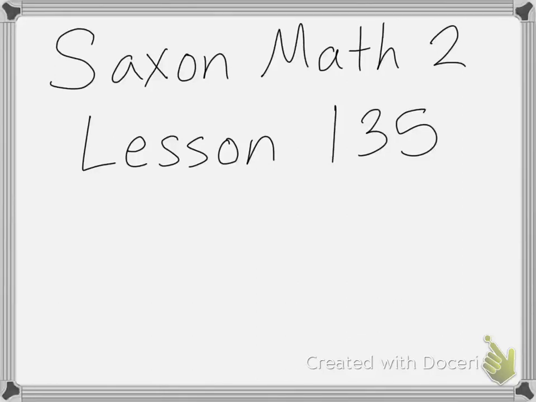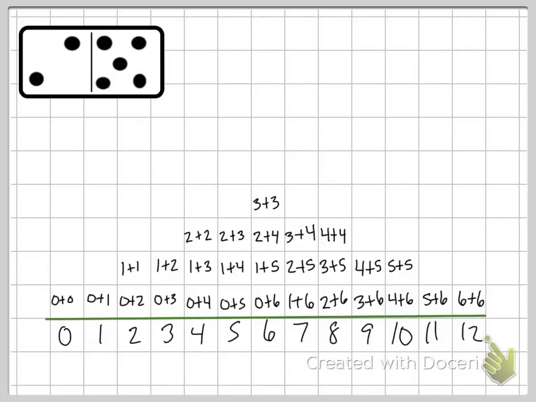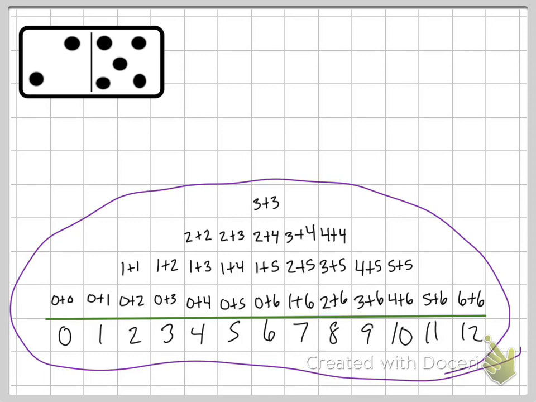Today's lesson is lesson 135, conducting a probability experiment and identifying the mode and range for a set of data. So yesterday we made a graph using some dominoes, and we did that by showing the different ways of having the different numbers in a graph. Okay, so the only ways you can make 0 on a domino, 1 on a domino, etc.